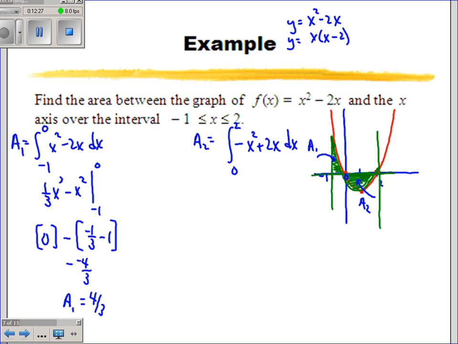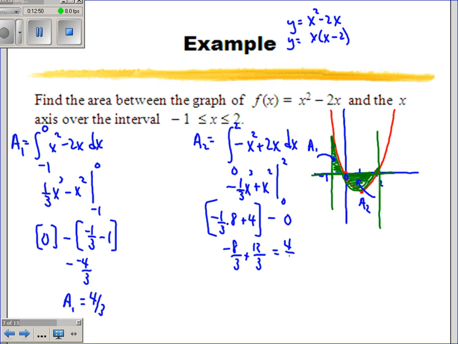A2, get the antiderivative, -1/3 x cubed plus x squared, and I'm evaluating that from 0 to 2. Put 2 in, I'm going to have -1/3 times 8 plus 4. That's what I get plugging the 2 in, and then I'm going to have minus 0 when I plug the 0 in. So I'm going to have -8/3 plus 4, which is 12/3. It's going to be 4/3. Just so happens to be the same amount. Doesn't look like it is. And so now that's the A2.